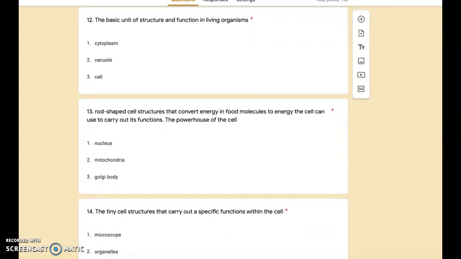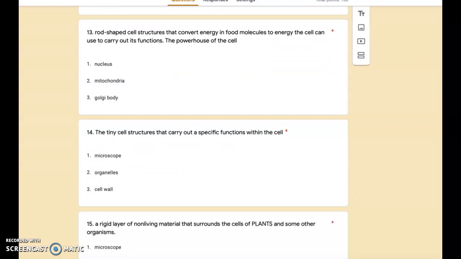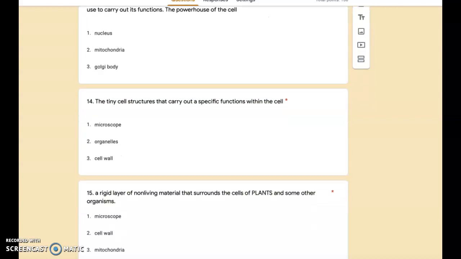Number 12. The basic unit of structure and function in living things, organisms. Is that cytoplasm, vacuole, or cell? Number 13. Rod-shaped cell structures that convert energy in food molecules to energy the cell can use to carry out its functions. The powerhouse of the cell. Is that the nucleus, mitochondria, or Golgi body?